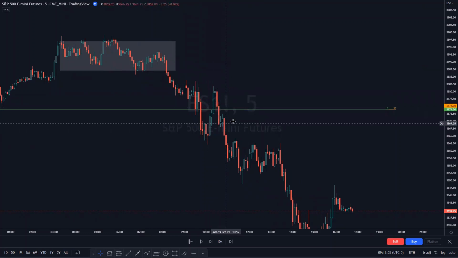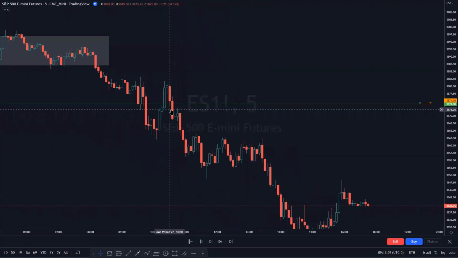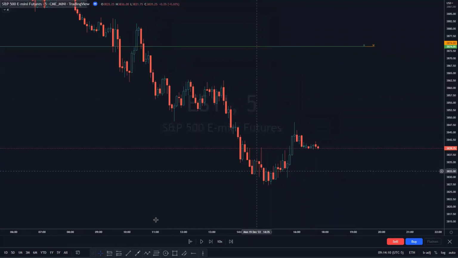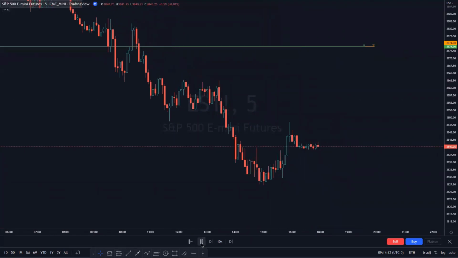Once we get this second rejection of it, there's an ICT concept short, fair value gap. You could have taken it. Here's a break of structure with fair value gaps. Could have went short here. Nice consolidation through here as we break down even further.